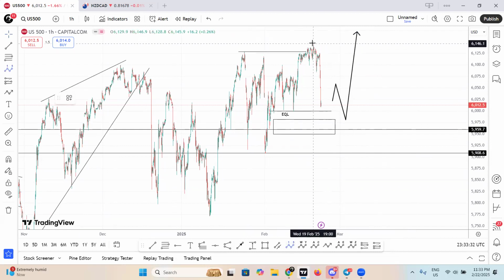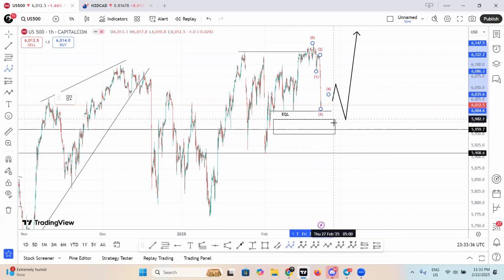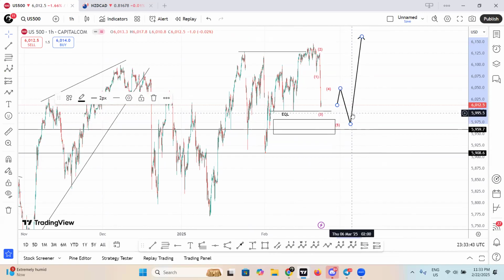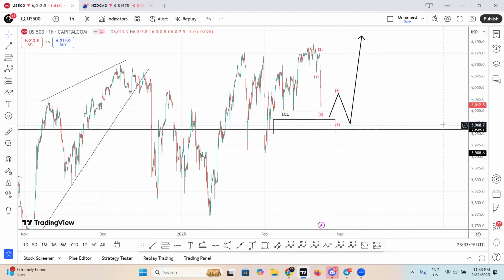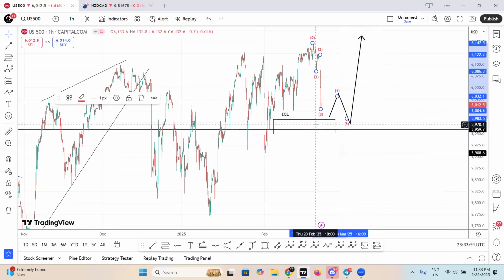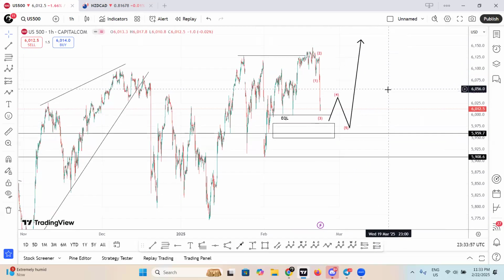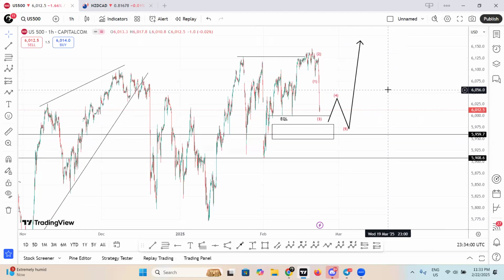We've already had wave 1, wave 2, then wave 3, wave 4, wave 5. Then after this, I'll be looking for my buy setup. From here, can you see I've already marked it? At this level, I'll be looking for my buy setup. This is what I'll be looking at next week. My buy setup from this box zone, that is where I'll be looking for my buy setup to the upside. Again, this is what I have on SPX 500.